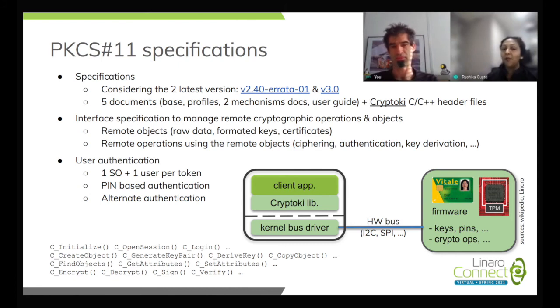The PKCS11 APIs allow the applications to manage the cryptographic objects on the token. So these objects can be keys, certificates, or data. And by management, the applications can create, modify, or destroy these objects. Then the application can also call the crypto key APIs to use these objects for various crypto operations like maybe ciphering or authentication. With respect to user authentication, the token allows two types of user: one is the security officer, the other a normal user. The user can authenticate itself to the token either with a PIN or alternate means.